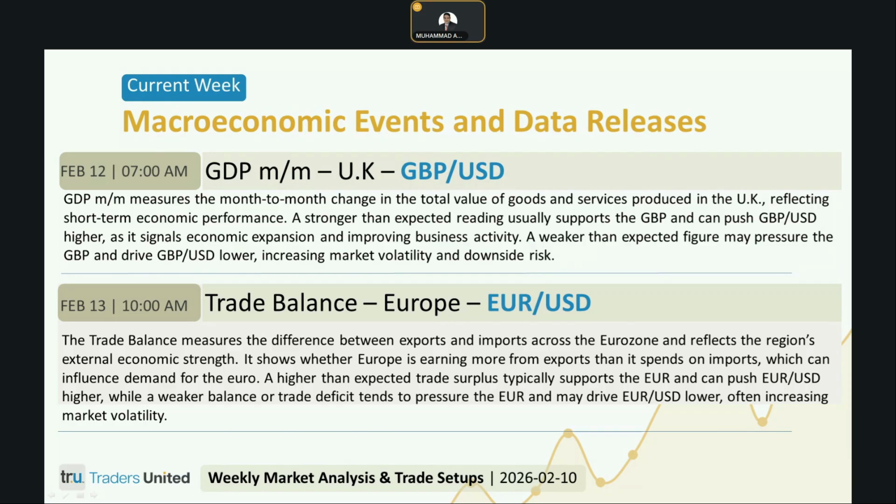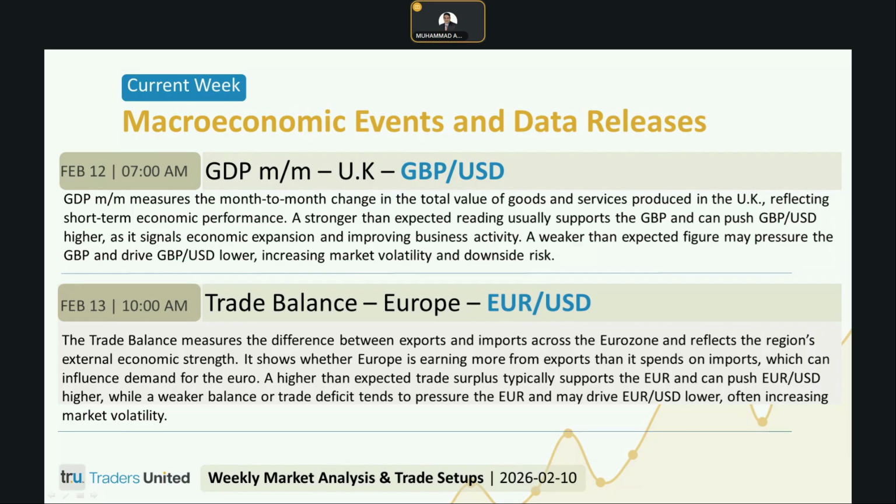If the trade balance prints above 11.8 billion, this would indicate stronger export performance and improved external demand. Euro could strengthen, potentially pushing Euro USD to the upside.